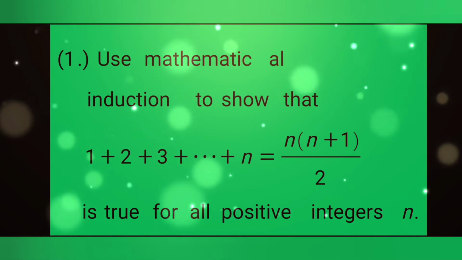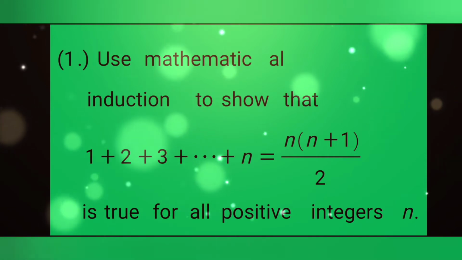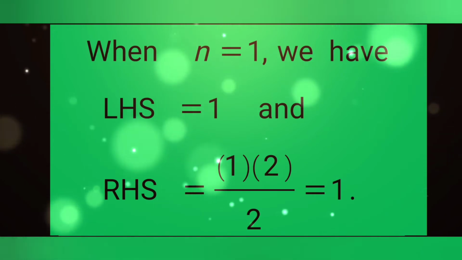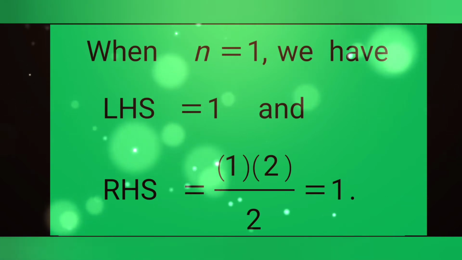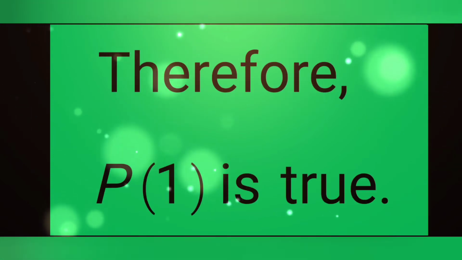Example 1. Use mathematical induction to show that 1 + 2 + 3 + ... + n = n(n+1)/2 is true for all positive integers n. Now let's start the proof. We will denote the given equation by P(n), and then we will show that P(1) is true. You will agree with me that when n is equal to 1, the left-hand side is equal to 1, and the right-hand side is equal to 1 times 2 all over 2, which is also equal to 1. Therefore, P(1) is true.